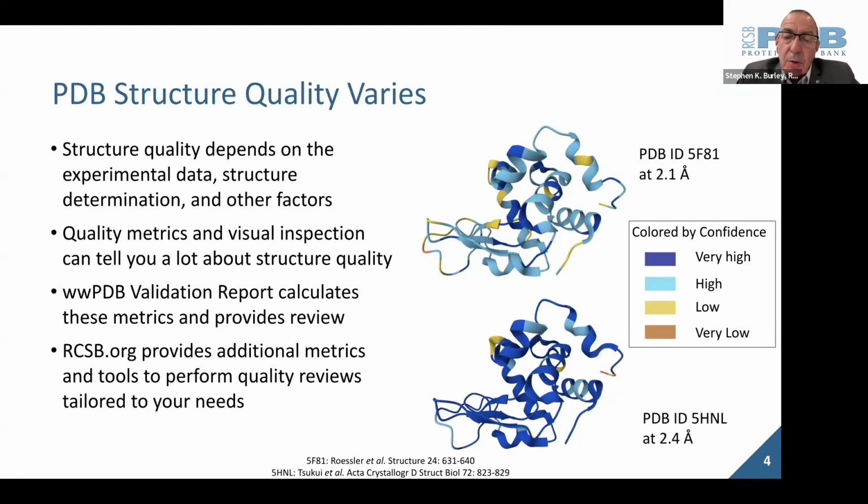And notwithstanding the fact that they're similar in resolution limit, the quality of these 2 structures is markedly different. This color coding that's available on the rcsb.org website tells you immediately that the largely dark blue PDB ID 5 Hotel November Lima, using the NATO alphabet, is significantly better than the structure corresponding to PDB ID 5 Foxtrot 81. The reason for that in this case is differences in the underlying data quality.